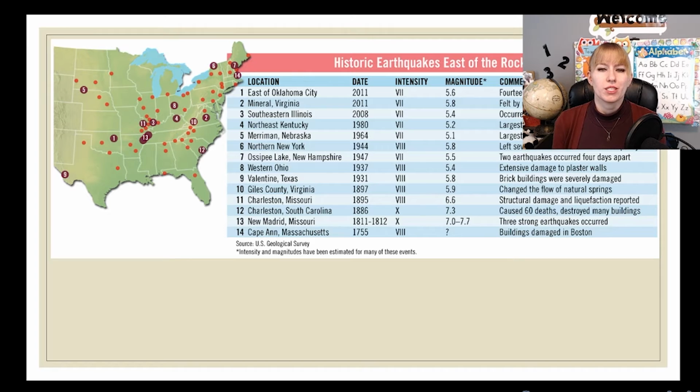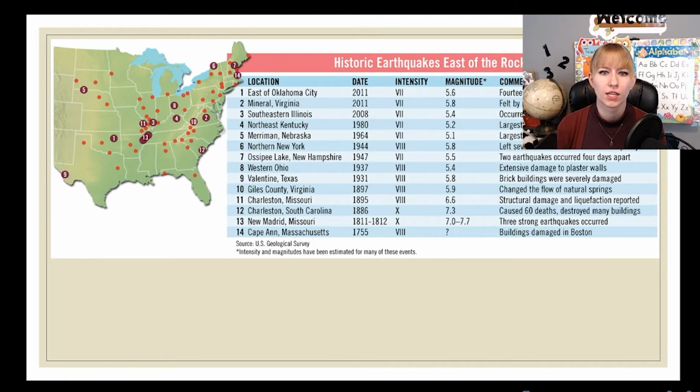So here are some historic earthquakes east of the Rocky Mountains between 1755 and 2011. As you can tell, there's not a lot. On the East Coast and the central US, we don't have many earthquakes. However, the ones that do occur are really bad.